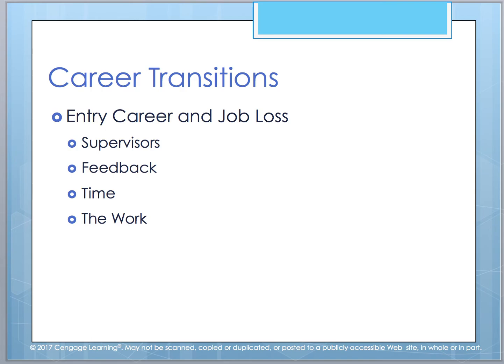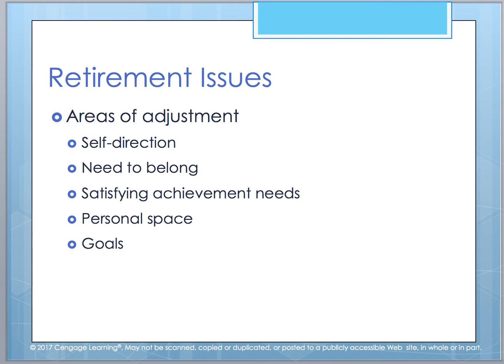So when we look at our transitions and we have the entry career and we have job loss, here's the 4 factors of supervisors, feedback, time, and the work itself. Various retirement issues that we have to consider when we need to adjust is the need to belong, self-direction, satisfying achievement needs. That's me right there, that's achievement needs. The personal space and goals. I am goal-oriented. I am self-directed. These are things for me that I'm just like, ugh. So these are areas that we have to then be able to adjust.